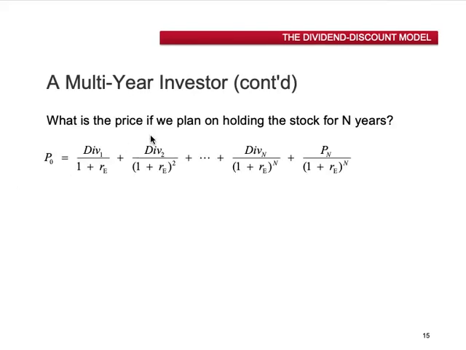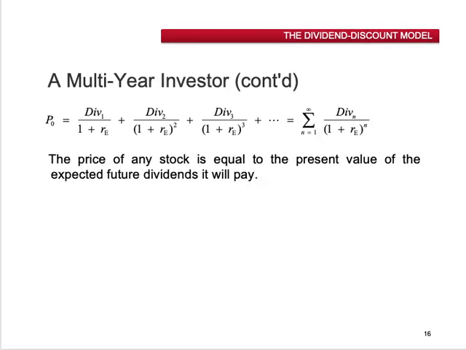Now, what is the price if we plan on holding the stock for any number of years? Well, the same applies here. When investors have the same beliefs, the dividend discount model states that for any horizon n, the stock price satisfies the following equation. In sum, if the stock eventually pays dividends and is never acquired, the dividend discount model implies that the stock price equals the present value of all expected future dividends. And this is the framework of the dividend discount model.